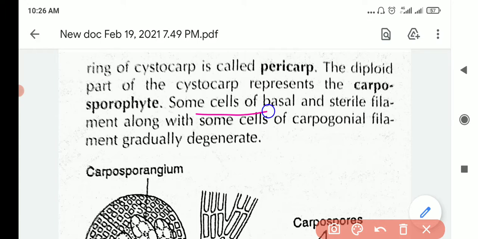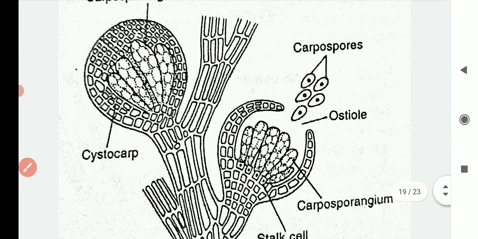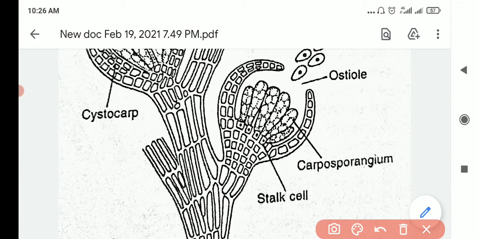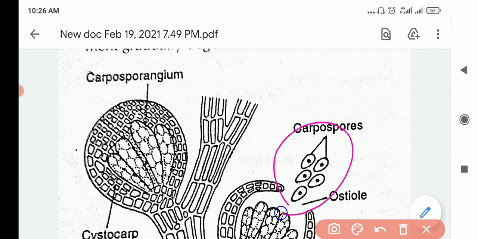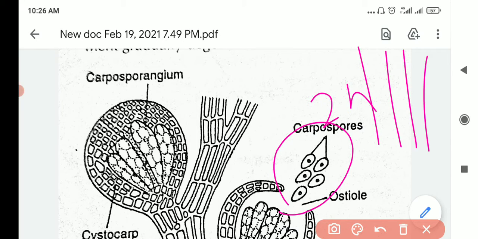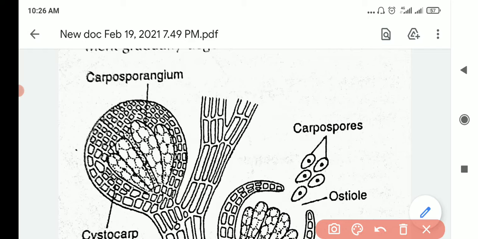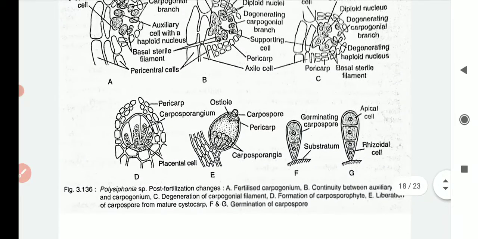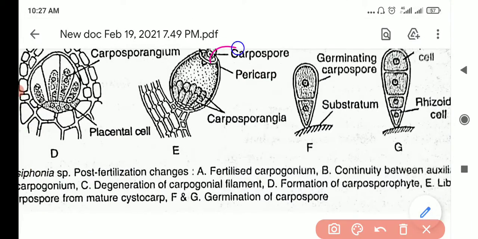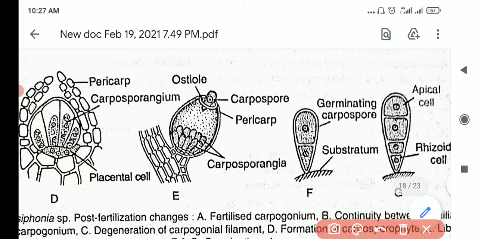Okay, so some cells of the basal and sterile filaments will gradually degenerate, and then they will release those diploid carpospores. Because remember, the zygote will divide and redivide, right? It will release those carpospores, and from this carpospore, when it germinates, it will develop into a diploid plant. Okay, so suppose this carpospore came out.